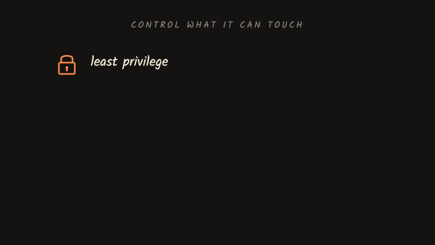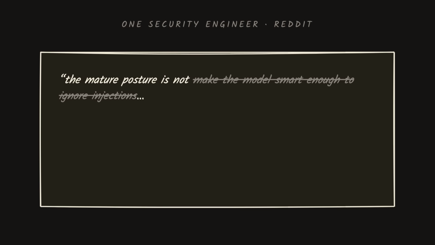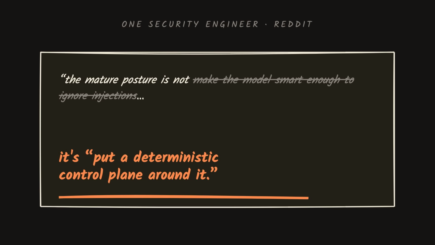Least privilege. If the AI doesn't need write access to your database, don't give it write access. If it doesn't need to send emails, don't let it send emails. Treat its outputs as potentially dangerous and validate them before executing. Put a human in the loop for anything irreversible. One security engineer on Reddit put it well. The mature posture is not make the model smart enough to ignore injections, it's put a deterministic control plane around it. But here's the part I actually want to end on.